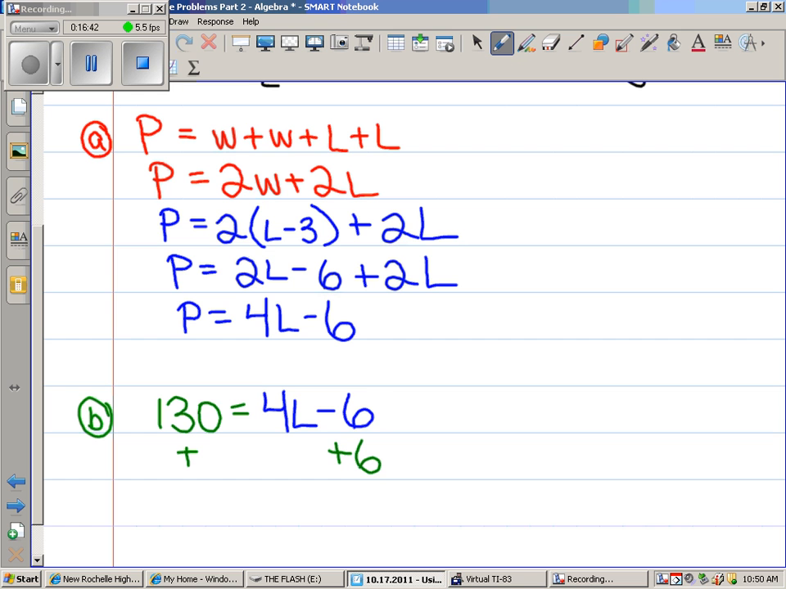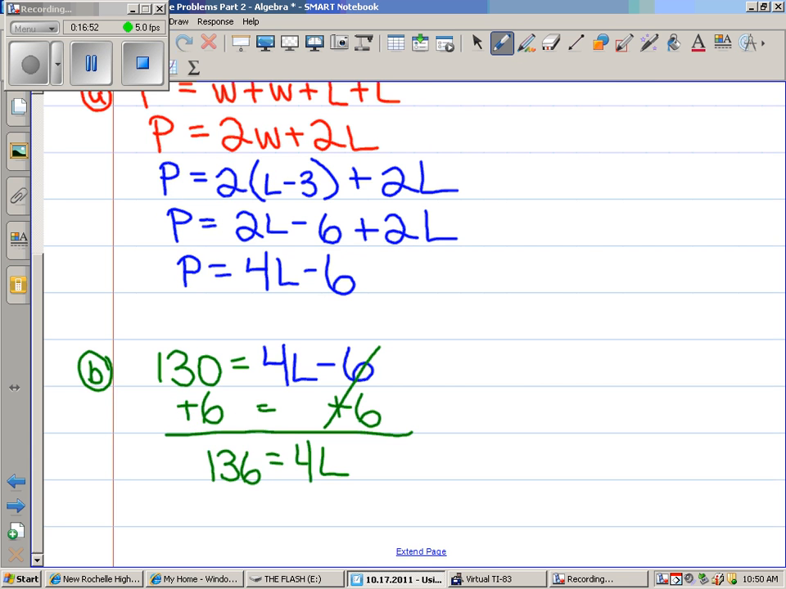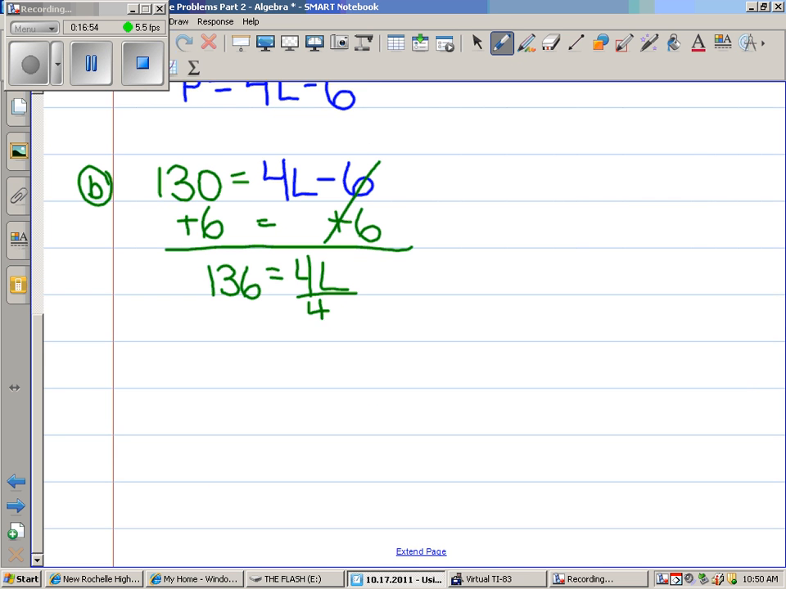Check this out. We can add 6 to both sides. That's 136. And this is going to be 4L, right? We got to divide both sides by 4. I don't know if anybody has a calculator. Actually, I do. I gave them all to you. Jordan, what's 136 divided by 4? What is it? 34, right? So 34 equals L. Are we done?